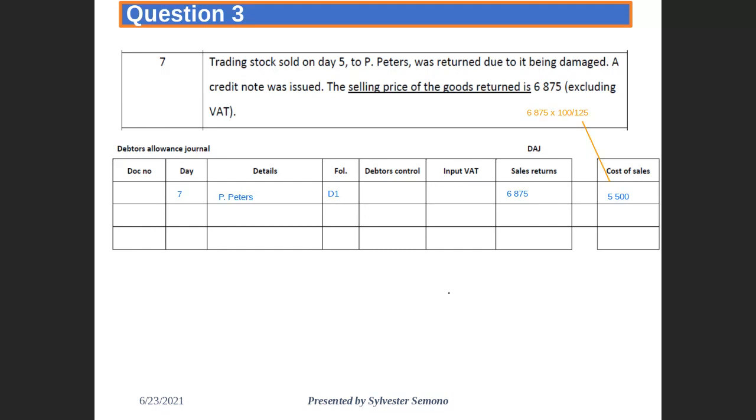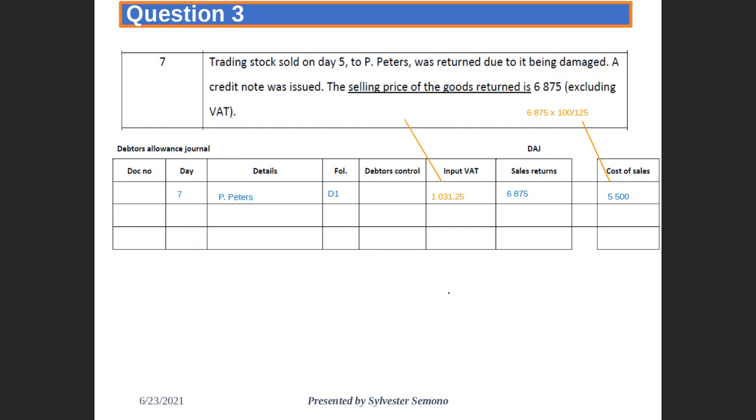So now we can find any other. We can find input VAT. We can find data control. It's up to you. Let's find any. Just tell me. Tell me. VAT. Thank you so much for that. I appreciate that. And VAT is 1031.25. Okay, thank you so much, guys, for that.